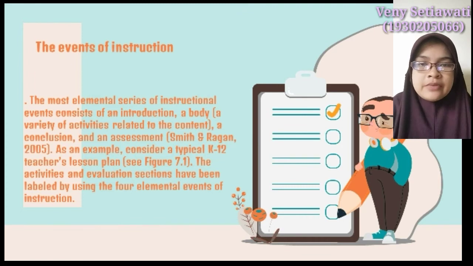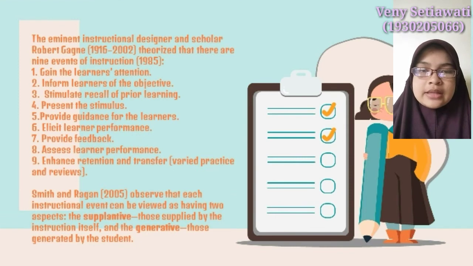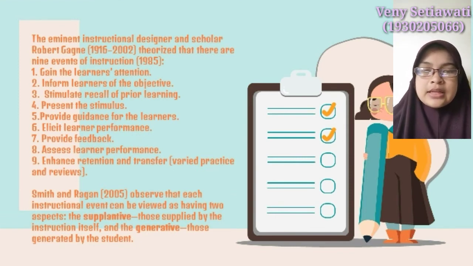Okay, I will explain about the events of instruction. According to Smith and Regan 2005, the most elemental series of instructional events consists of an introduction, a body, meaning a variety of activities related to the content, a conclusion, and an assessment. As an example, consider a typical K-12 teacher's lesson plan. You can see in figure 7.1 the activities and evaluation sections have been labeled using the 4 elemental events of instruction.